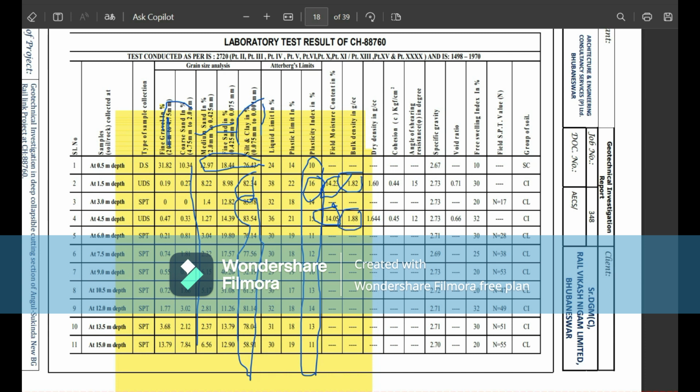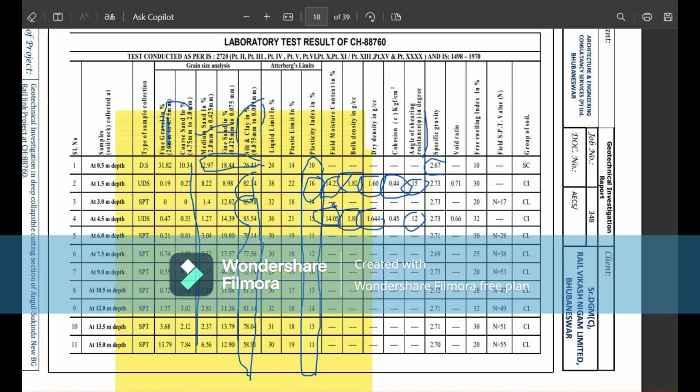This is the bulk density in gram per cc, and the dry density is 1.60, 1.64 gram per cc, for silty clay. Cohesion was also found at this level, 1.5 meter. They found the cohesion in the soil to be 4.44 kg per cm square. And the angle of shearing resistance is 15 degree.